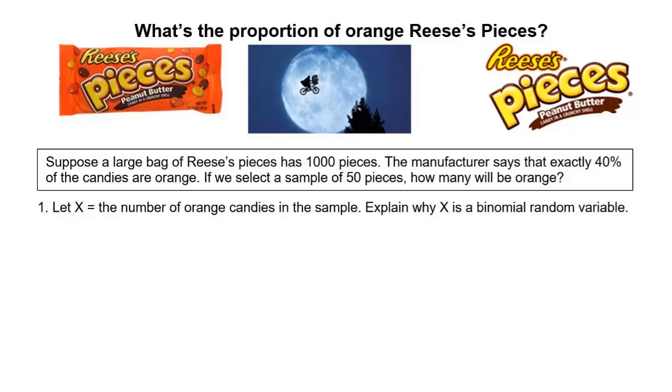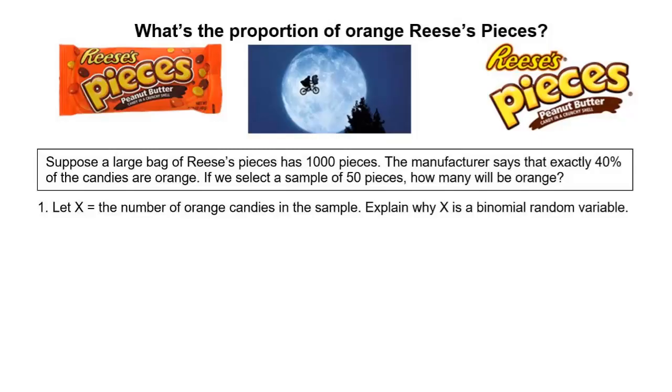If we selected a sample of 50 pieces out of this bag that has 1,000 pieces of candy in it, how many will be orange? That's what we're going to try to answer today. Let X be a random variable. It is the number of orange candies in the sample. Explain why X is a binomial random variable.